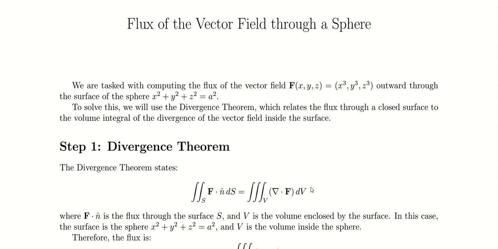In this video, we want to find the flux of the vector field F(x, y, z) = ⟨x³, y³, z³⟩ outward through the surface of the sphere x² + y² + z² = a².